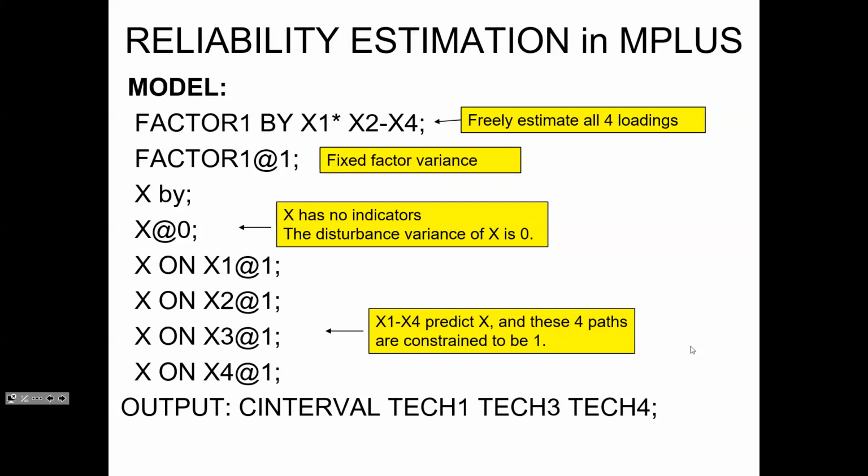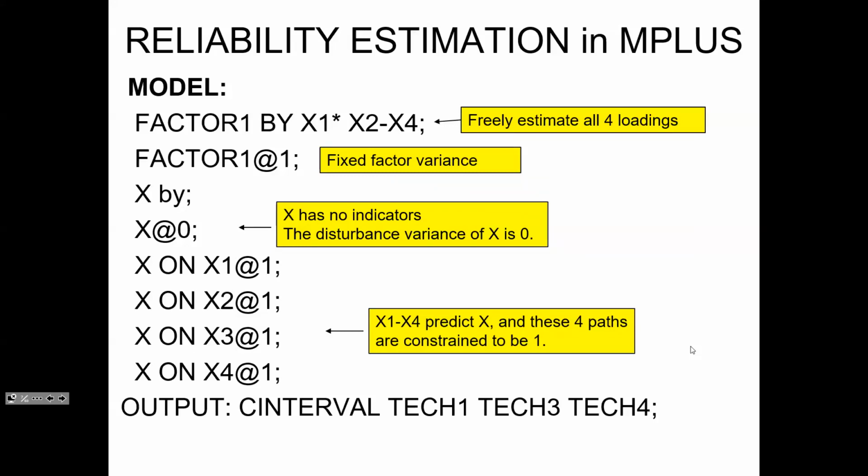Then I say x at 0. My x is about to become an endogenous variable. In my next set of codes, I'm going to have all of these x1, x2, x3, x4 predicting x. So it's endogenous, but I don't want a disturbance variance on this thing. It's just a way of creating this composite variable for me. So I'm going to say that the disturbance variance of x is 0. It's those two codes that set up this phantom variable for me: x by semicolon, and x at 0, semicolon.